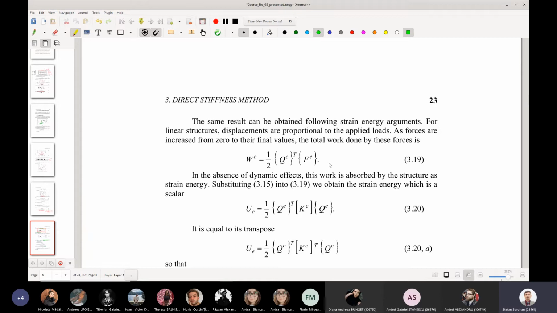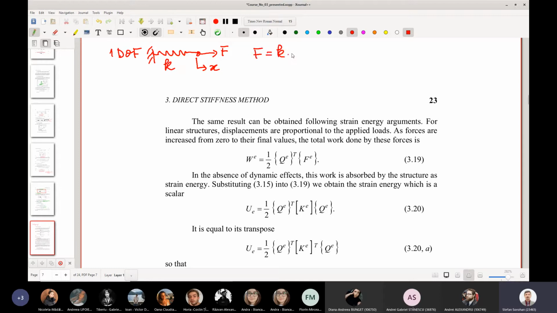But again, let's consider a single degree of freedom. So for a 1 degree of freedom system, this is a linear spring, with force and displacement x, and the stiffness of the spring k. As I told you, at equilibrium the elastic force is equal to the stiffness times u. Please remember that the mechanical work for this one, in statics, is 1 divided by 2 times F times X.